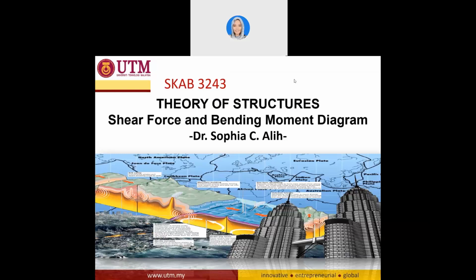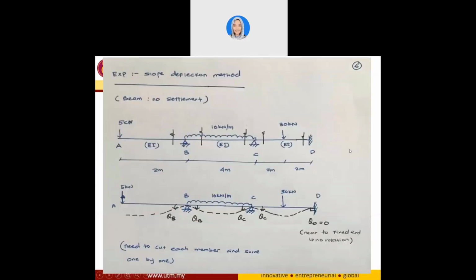Today we are going to look into the topic of shear force and bending moment diagram for our theory of structures lecture. Before this we have already looked into the example of an indeterminate beam like this one, and we have already selected the slope deflection method to determine the support reactions and also the internal forces for the beam.